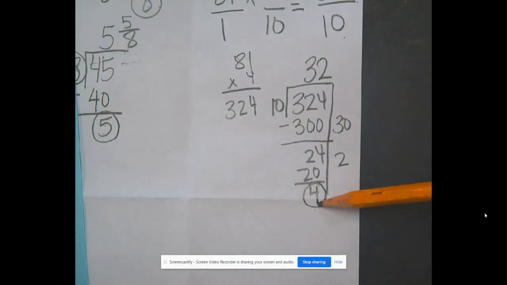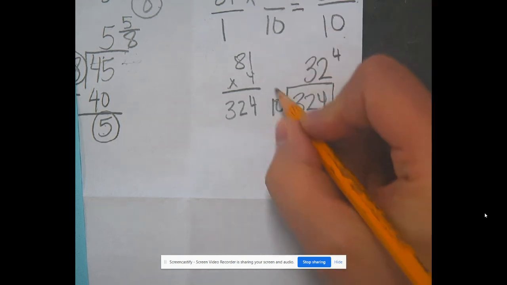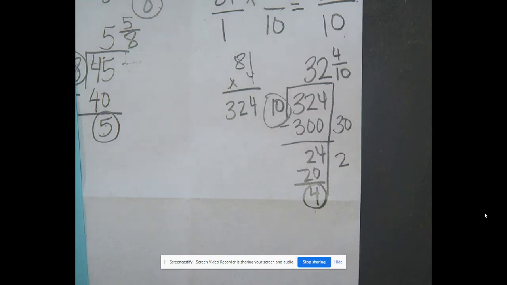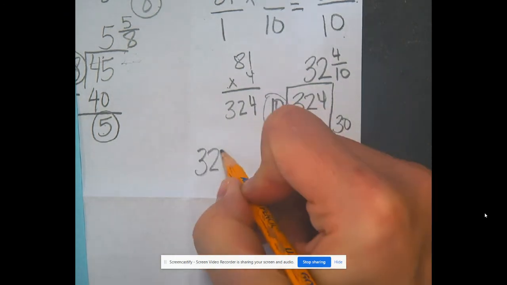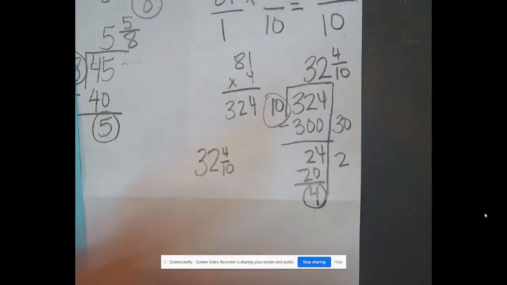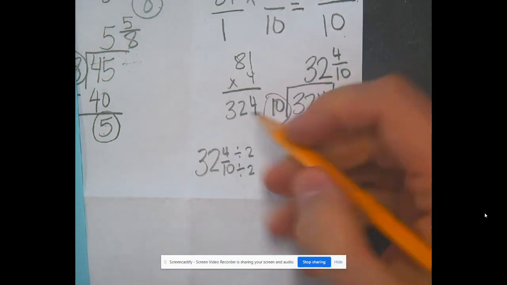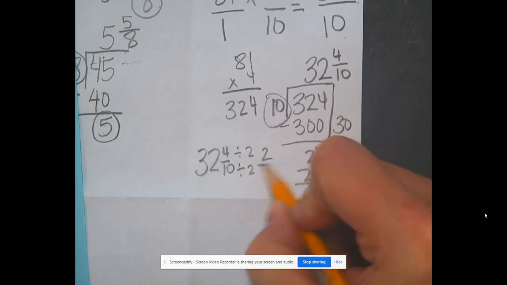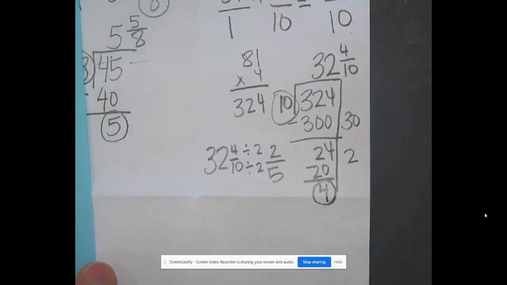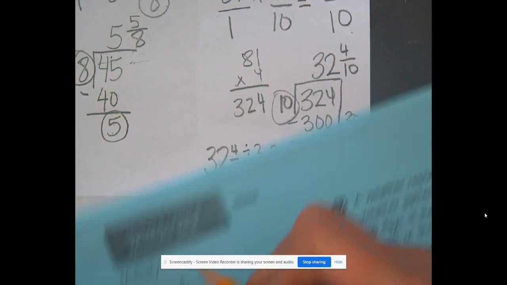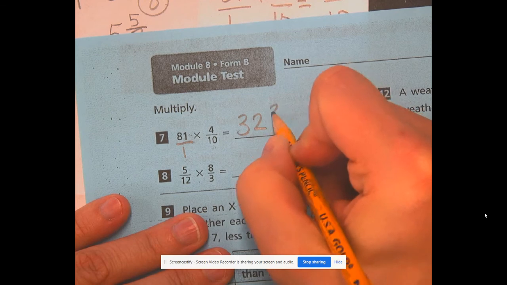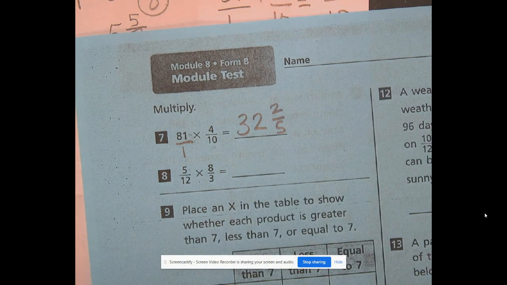Now this becomes numerator, denominator. Did any red lights go up in your head? They didn't? Try it again. Look again. They're both even. So what can they both be divided by? 2. Okay, 4 divided by 2 is? 10 divided by 2 is? So what did we get? 32 and 2/5. Again, if you're taking this at home, I will let you know if they want you to simplify or not. If they want you just to answer 32 and 4/10.